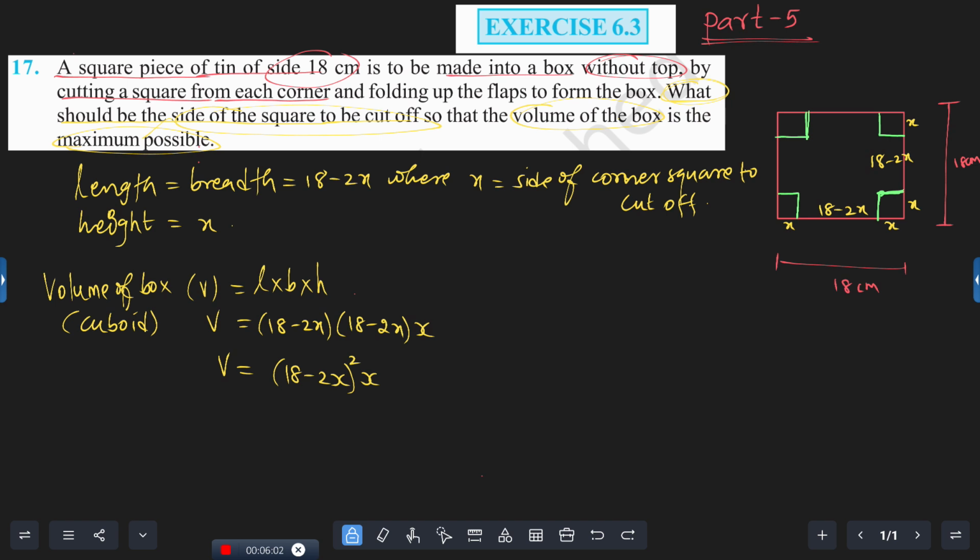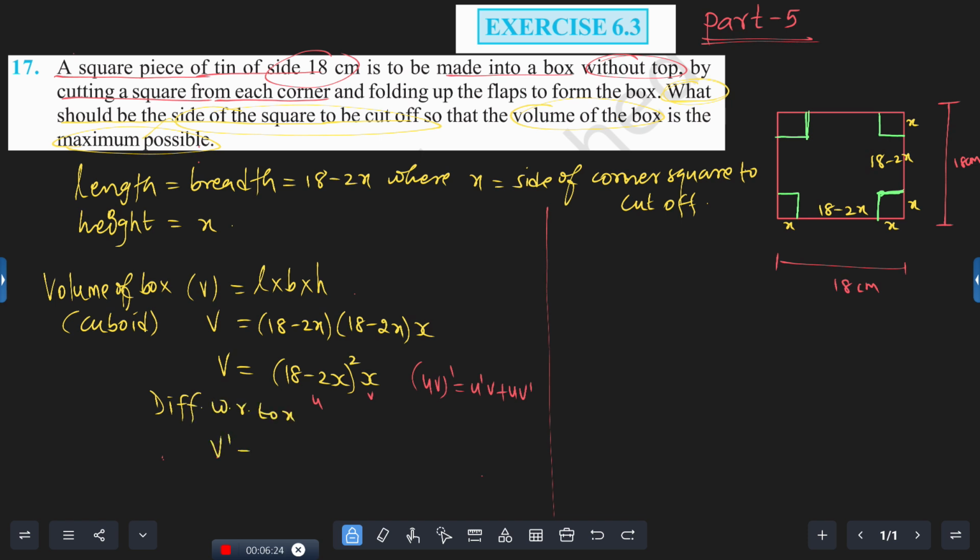First we'll differentiate this. I'm going to use the UV formula only. This is U, this is V. UV whole dash is equal to U dash V plus U V dash. This is the formula I'm going to use. So differentiate with respect to x on both sides.